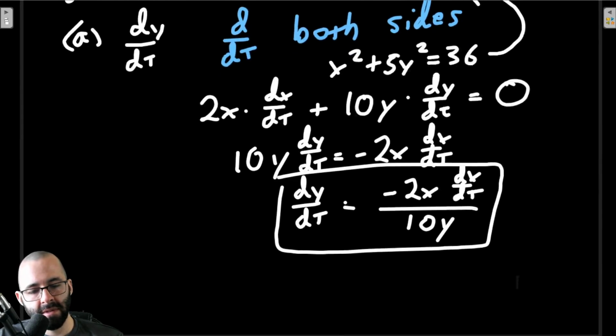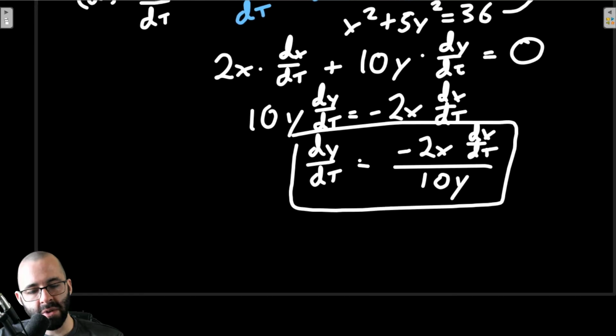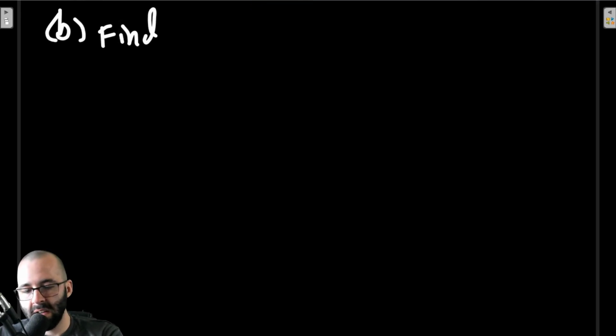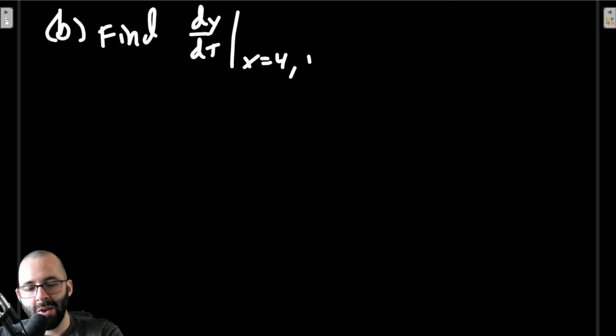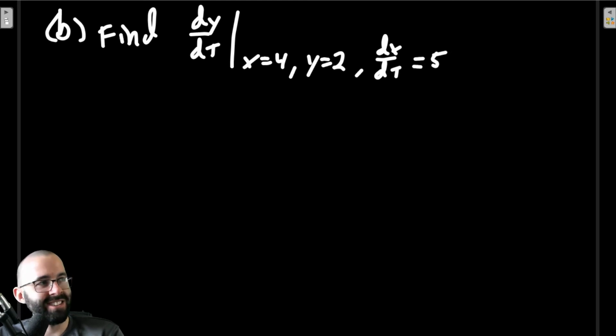So part B is going to ask you to find something related. We'll do part B on the next page. Part B says find dy/dt when x is equal to 4, y is equal to 2, and dx/dt, right? It relies on 3 things. So find that dy/dt, find the rate of change of y over time when we have all these values.